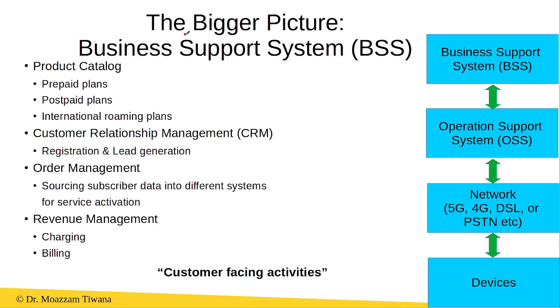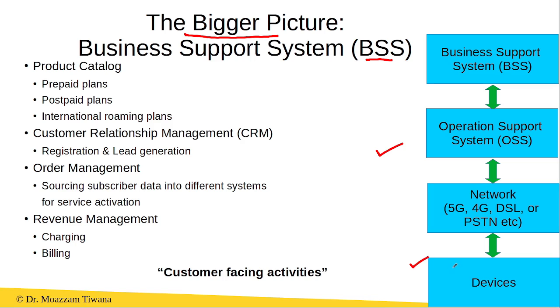Now, in order to understand the bigger picture as to how the BSS and the OSS interact with one another and how they interact with the network, let us consider this diagram. This diagram consists of four layers, and at the bottommost layer, we have devices.